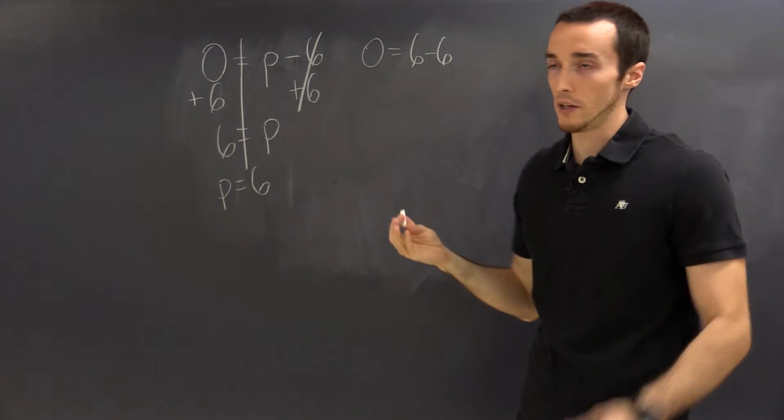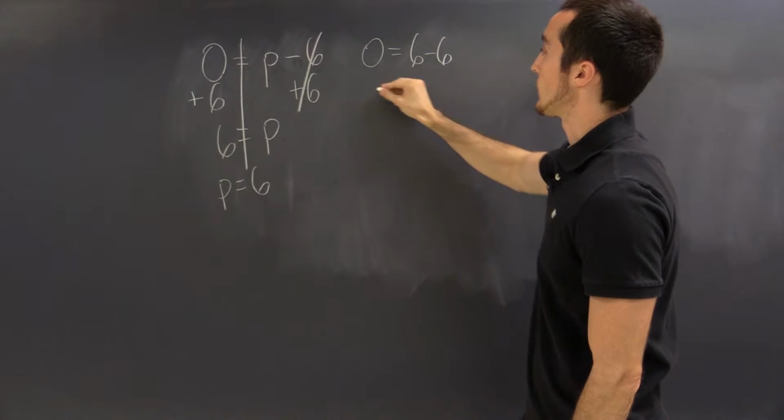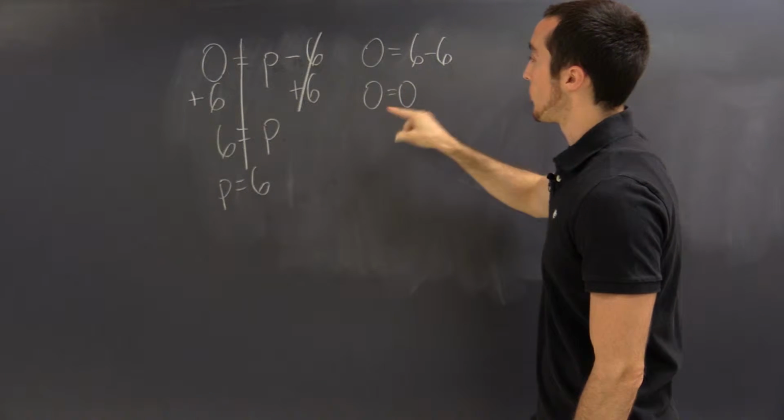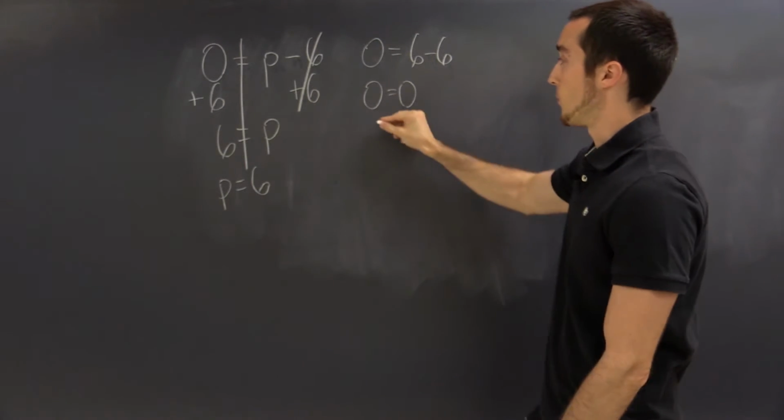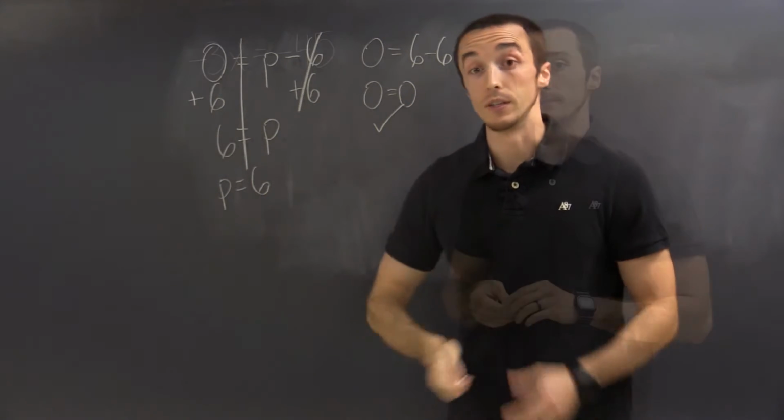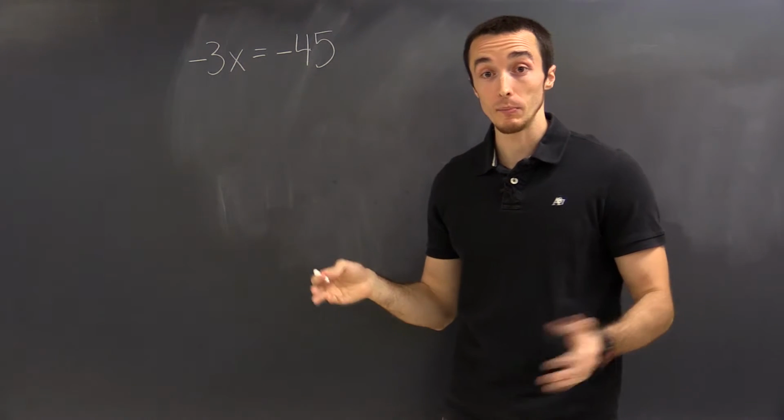Well, now we can do this part in our head. 6 subtract 6 is 0, and so we wind up with something that says 0 equals 0, which we know is true, therefore we know that we got the right answer originally. Okay, so how do we handle a multiplication problem?